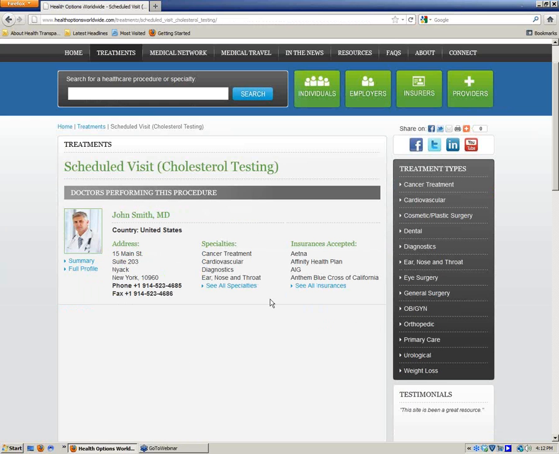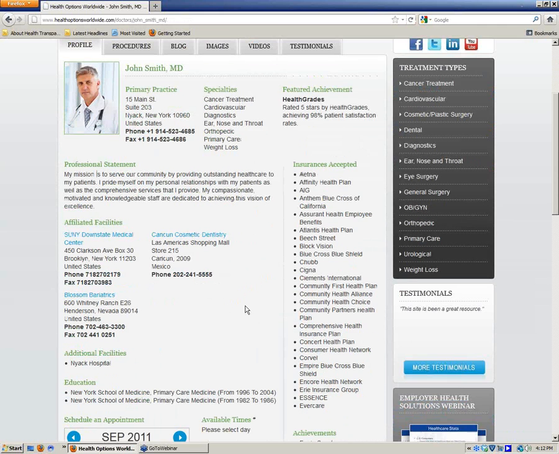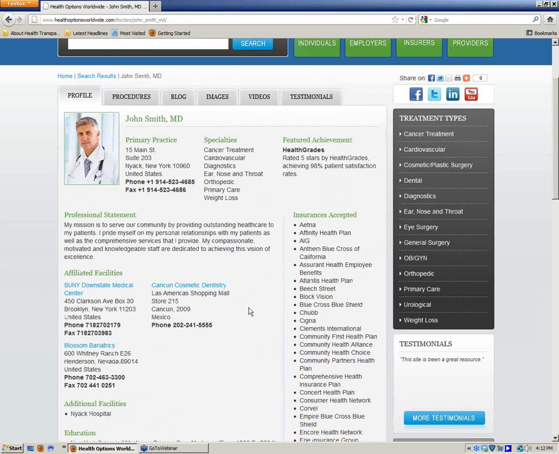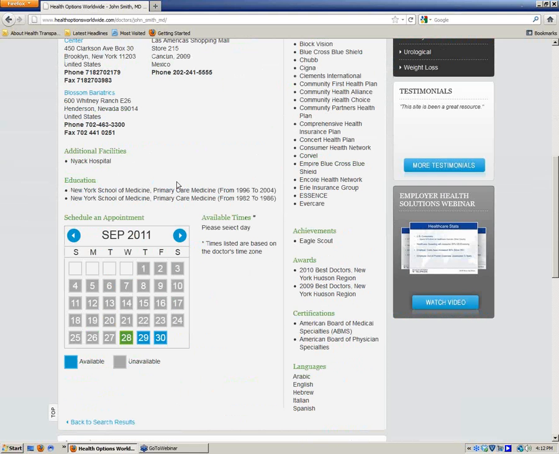With a few clicks, we're able to populate a doctor, Dr. John Smith, who accepts his insurance and is local to him as well, who can help him with that cholesterol testing. When you log into the doctor's screen, you can see everything from their treatments and specialties to what hospitals they're affiliated with, and all the insurance.